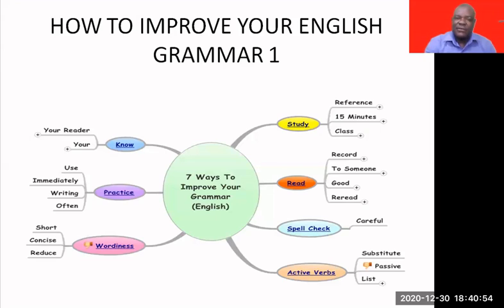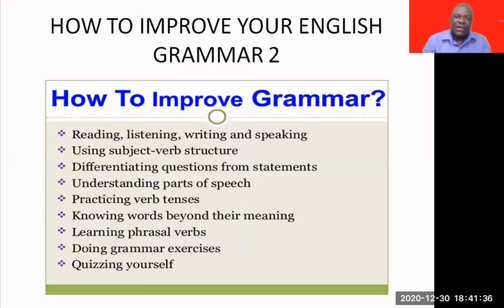writing. You write often, and if you write, you can give it to your teacher if you are a student, or you give it to people who are more knowledgeable about English grammar to really correct what you have written. When you practice writing from time to time to communicate your ideas, of course, you improve your English grammar. And the other one has to do with your reader. Reading and all that. So that's one way of improving your English grammar.